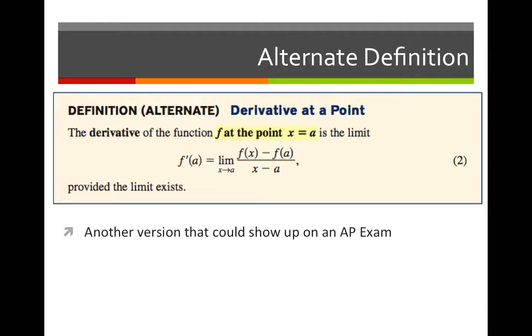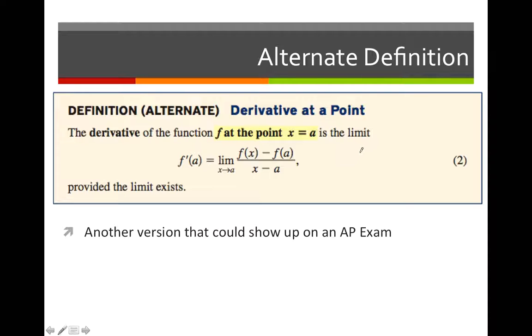And you could use f of x, whatever you want to use here, but this is the derivative at a point in this case. It's another version, like I said, that could show up on an AP exam because you need to know what this is going to say. So if I wanted to find the derivative of the function at any point x equals a, I can do that by using this alternate definition, but it's actually kind of a straightforward one.